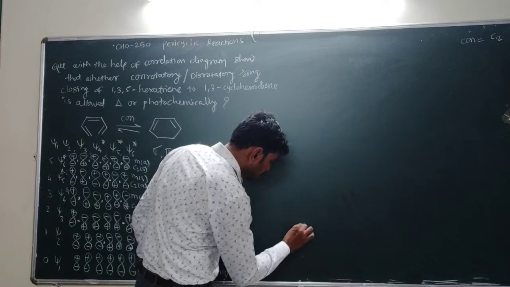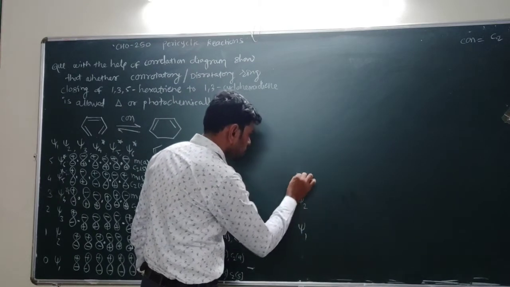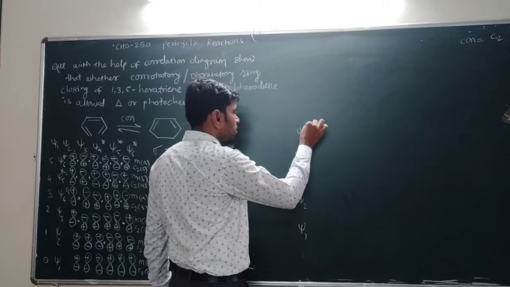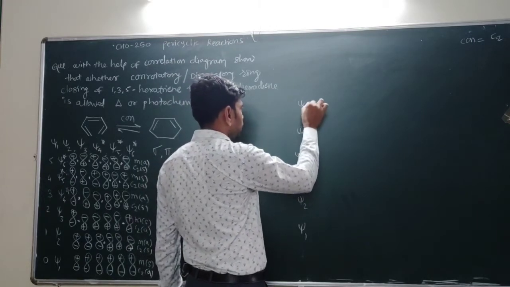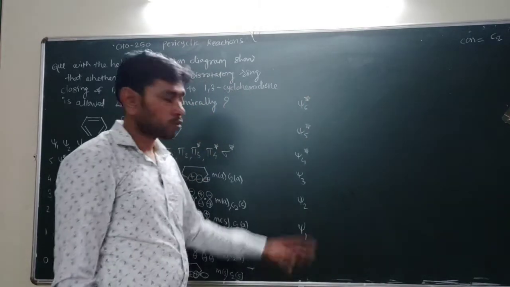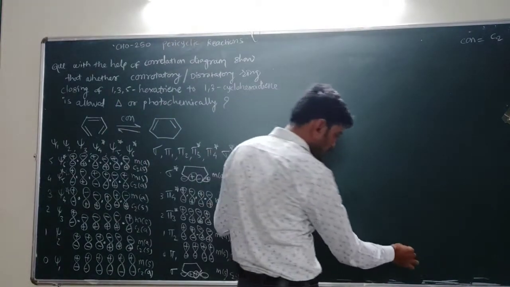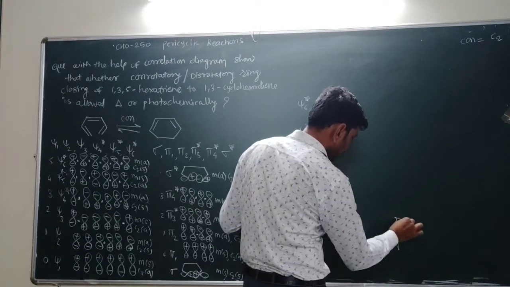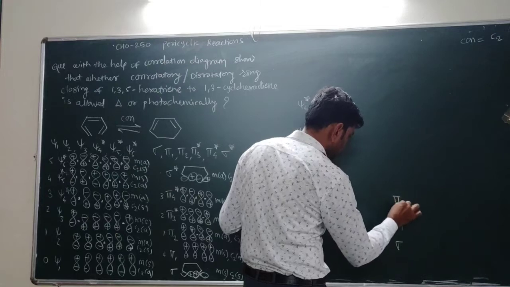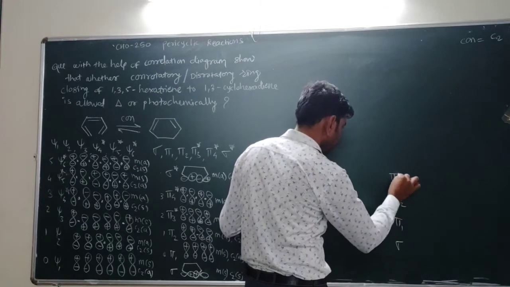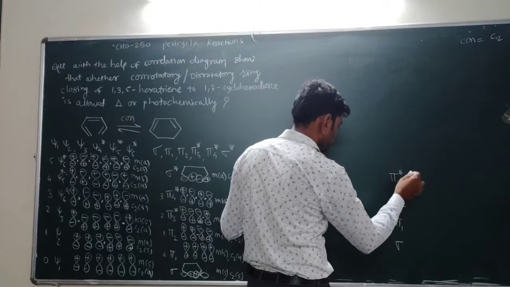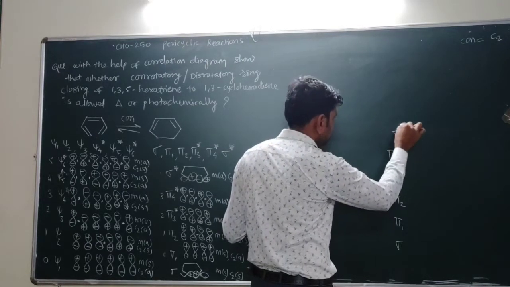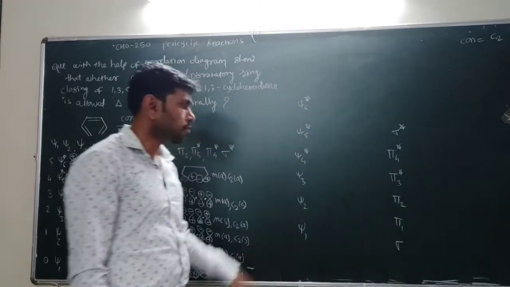Reactant orbitals here: Psi1, Psi2, Psi3, Psi4 star, Psi5 star, and Psi6 star. So these are the reactant orbitals. Let's see the product orbitals. Which are they? Sigma, Pi1, Pi2, Pi3 star, Pi4 star, and sigma star. So these are the 6 product orbitals.